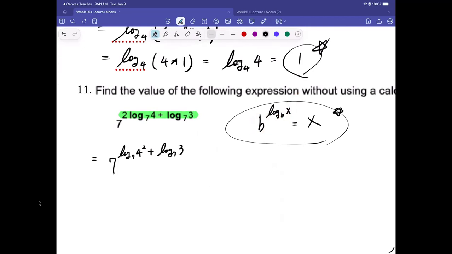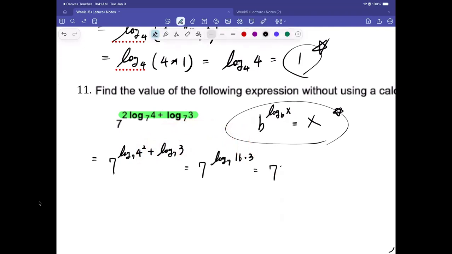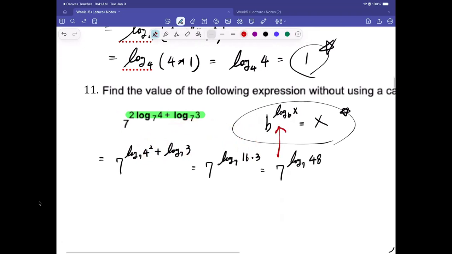So 4 squared is 16. 16 with a plus. It means 16 times 3, isn't it? So 4 squared is 16, and then 3 goes there. Addition means it's multiplication, right? So 16 times 3, which is 48. So as you can see, we can plug in that one, right? We can apply that. 7 and 7, same base. So that's why the answer is what? 48.